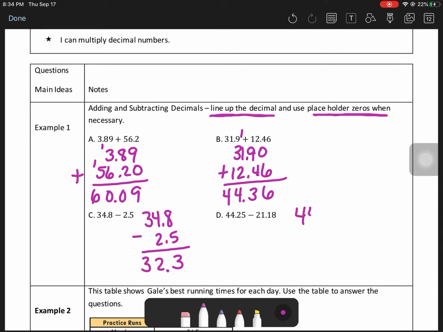Next problem, we have 44.25 minus 21.18. Okay, we're going to subtract. So since we can't take 8 away from 5, we're going to borrow. We're going to make the 2 a 1 and bring that 1 over. 15 minus 8 is 7. 1 minus 1 is 0. 4 minus 1 is 3. And 4 minus 2 is 2, and we bring our decimal straight down.